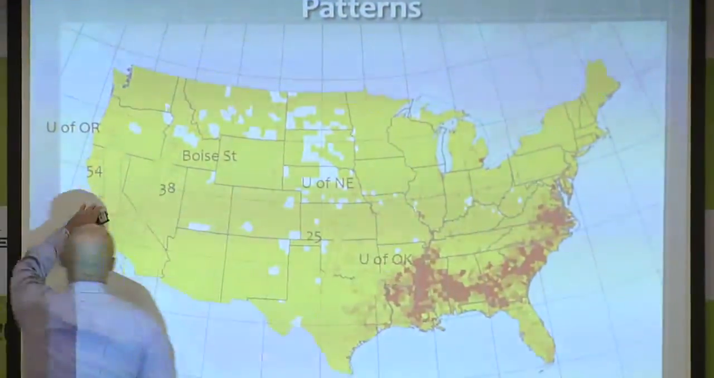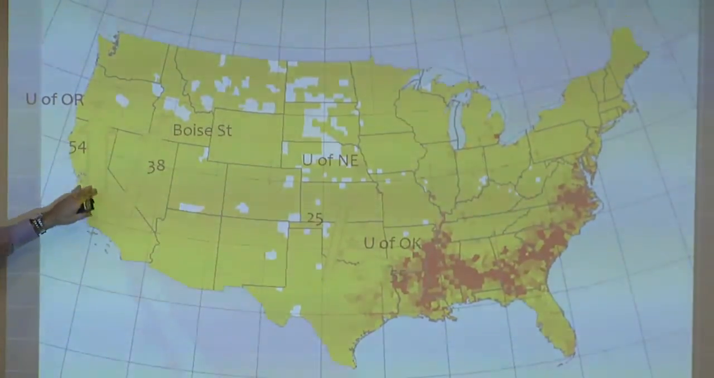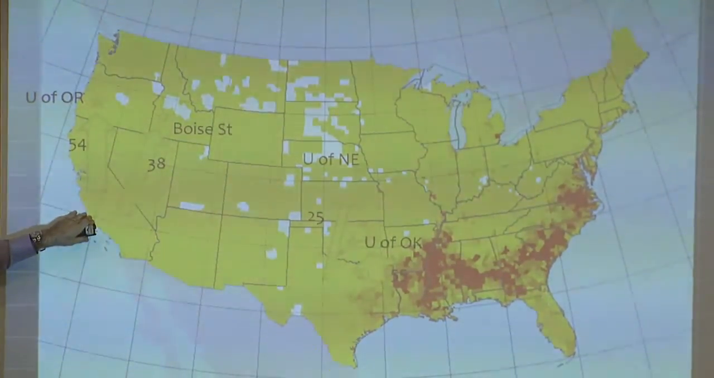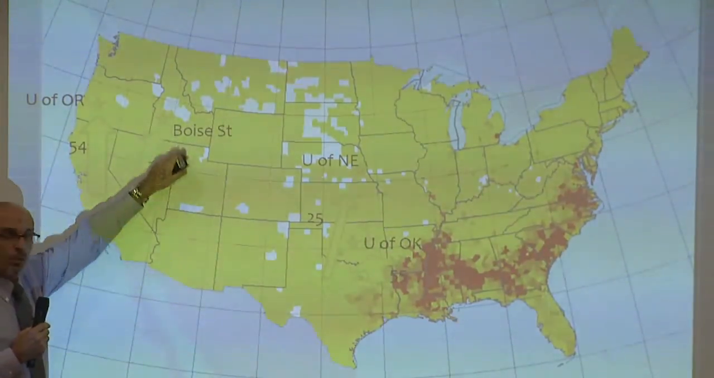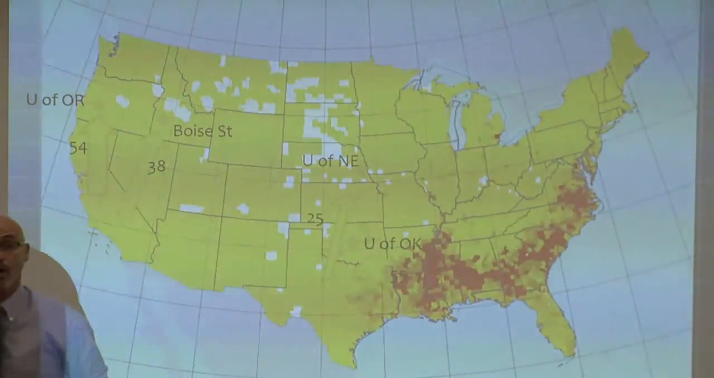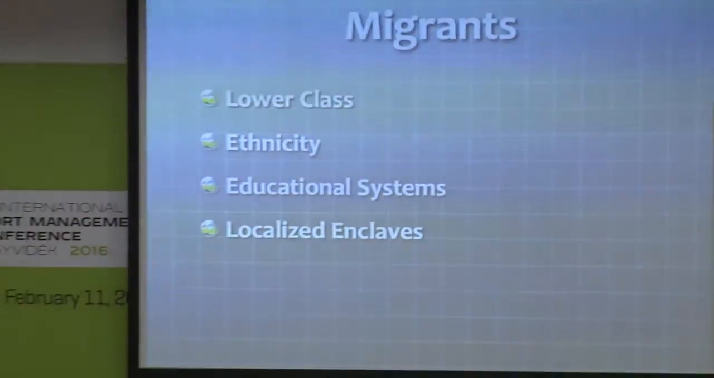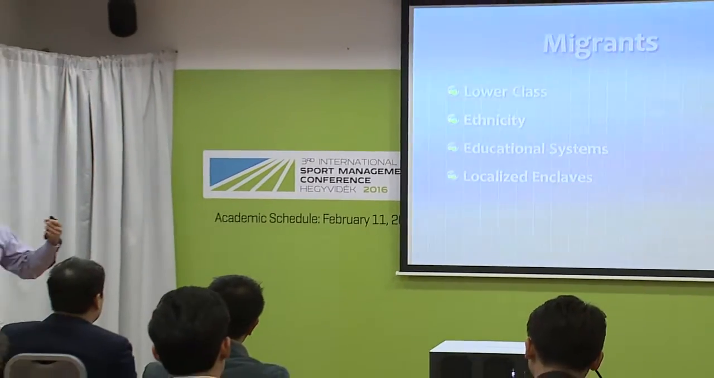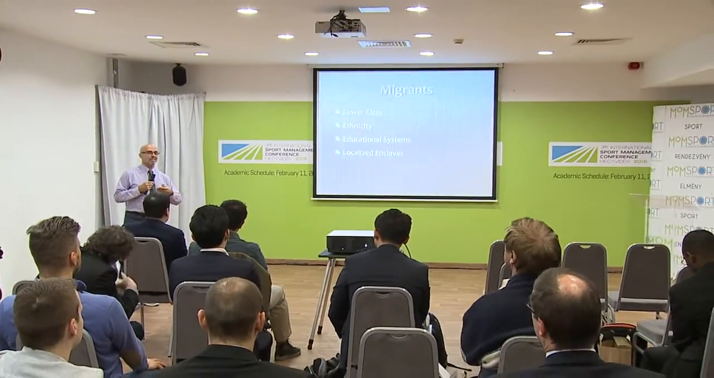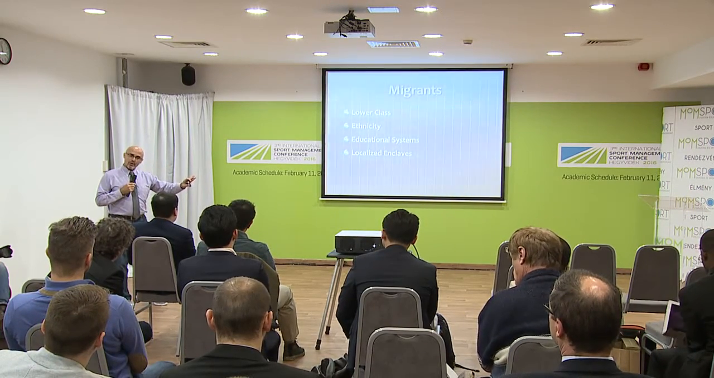So this area right here is the Los Angeles area, and the players at University of Oregon and Boise State, for example: 54 players on the University of Oregon's team are from the Los Angeles area in California. 38 go to Boise State. Same thing going from the Dallas Metroplex to Lincoln, Nebraska, and to Norman, Oklahoma. Like I've said before, the migrants oftentimes are from a lower class. They're of a certain ethnicity. They're from failed educational systems, and they come from localized enclaves. So that's an interesting factor that we know in interstate migration within the United States.